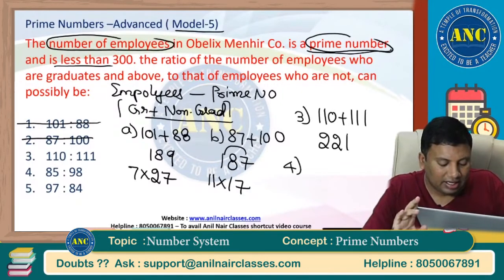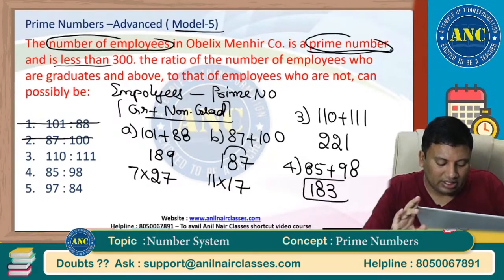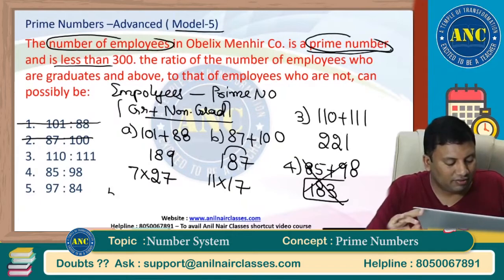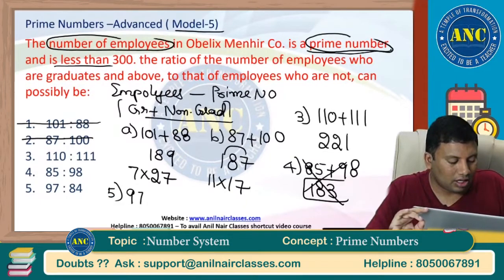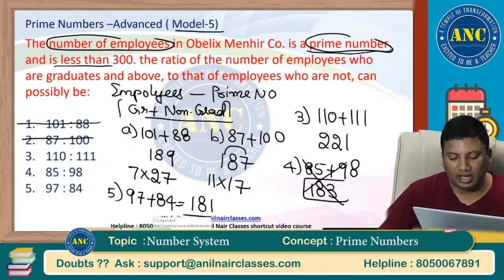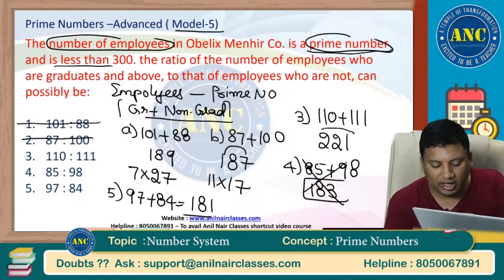If we are getting 85 plus 98, these are nothing but 183. 183 is divisible by 3, the sum of the digits is divisible. Fifth one, 97 plus 84, which is nothing but 181. So we are stuck with two numbers, 181 and 221.